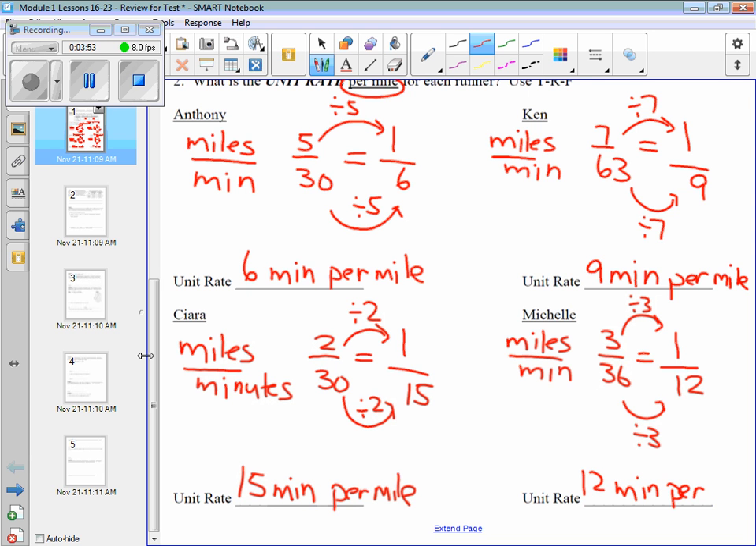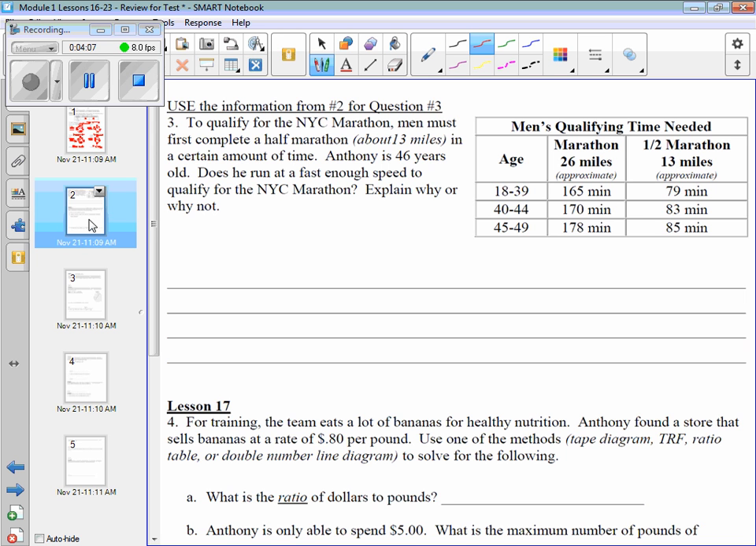So after you've done this, you get a sense of who the quickest runner is. And that would be Anthony. And the slowest would be Kira. Now, in order to do number 2, or page 2, question 3, this was also added after the dittos went to copy, you had to use the information from number 2 for Anthony to figure out how to do this next question. So here's how we proceed.